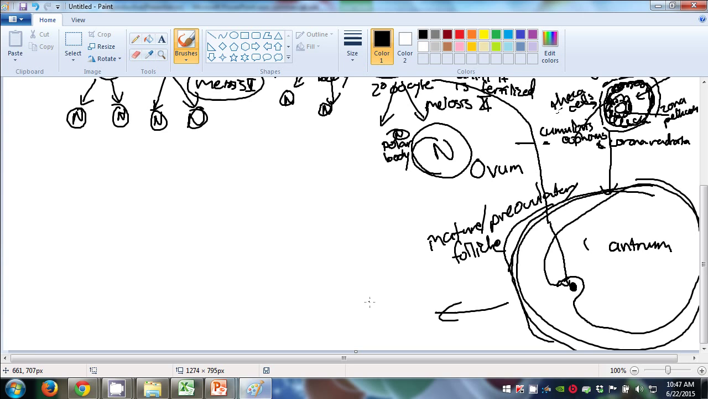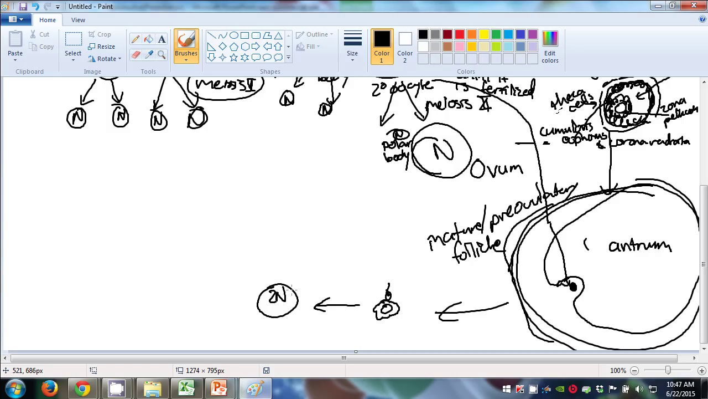Once it's ovulated, we have the secondary oocyte with the corona radiata around it. And this secondary oocyte will remain a secondary oocyte until when? Until a sperm fertilizes it. When the sperm fertilizes it, it will end up becoming a zygote. It'll just pass through during menstruation and stuff.